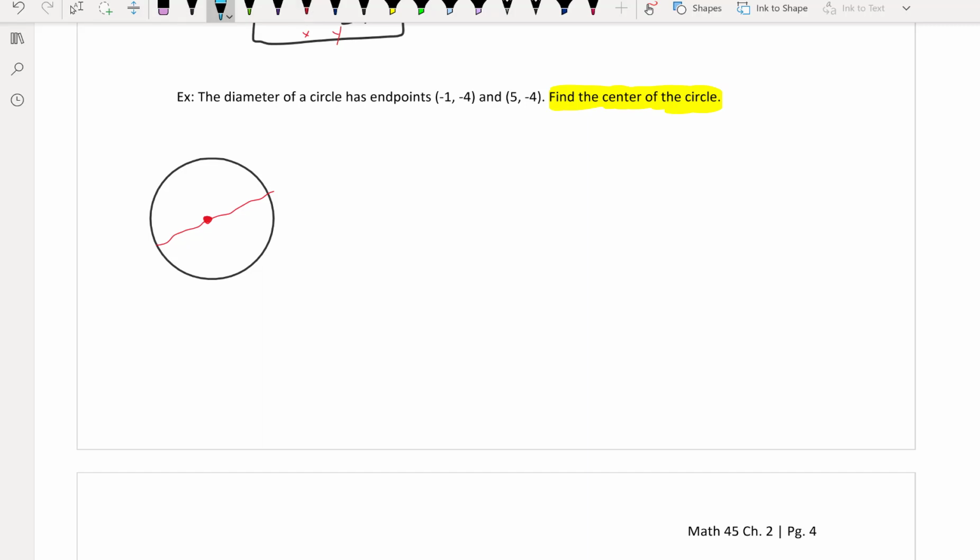I know that one point over here, let's say, is my (-1, -4). That's going to be my first point. Let's call that point A. And then my point B would be that (5, -4). If you think about this, you have on one end of the circle (-1, -4), and on the opposite side, you have (5, -4). So what would be the center of the circle? It would be the midpoint.